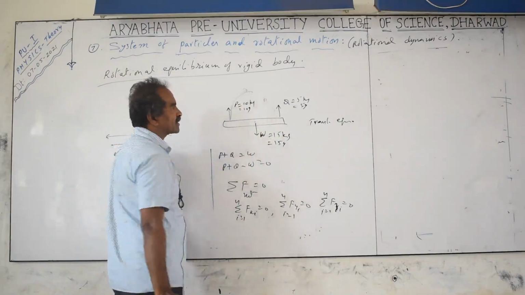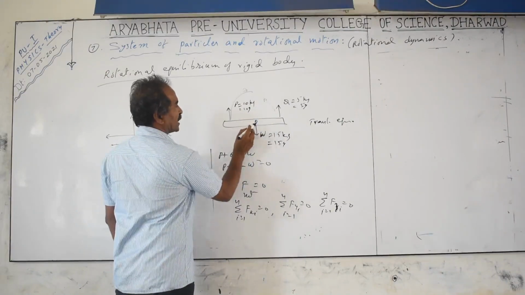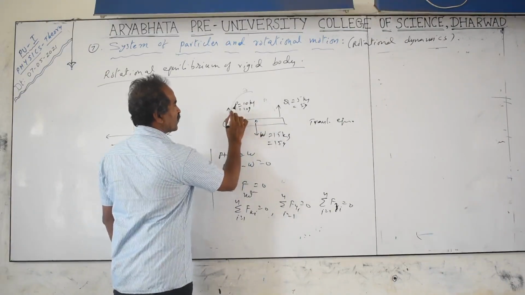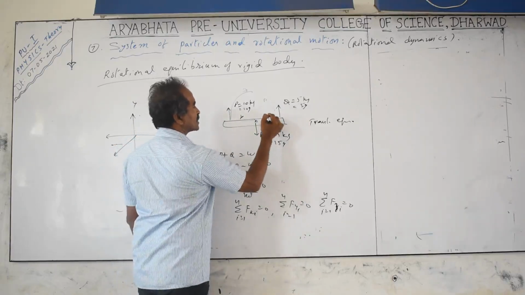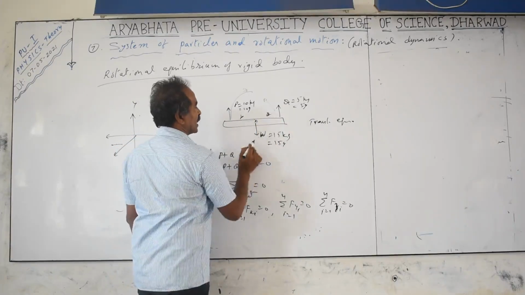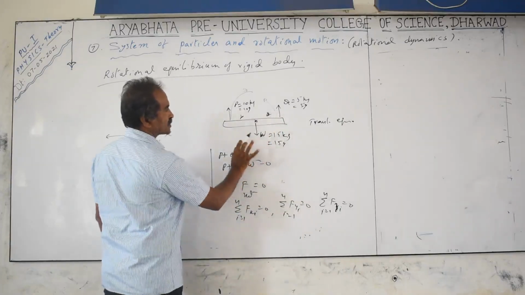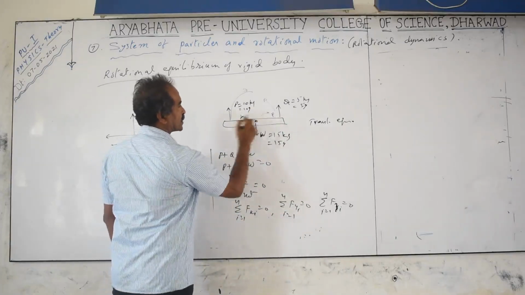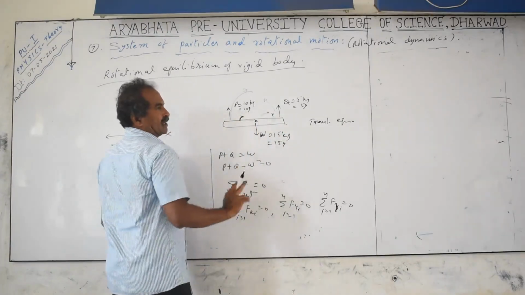Rotation means we have to talk about the torque. What torque is produced about this point? If I take the axis of rotation, then this force P into this distance, I will take as small p. This Q into this distance is small q. And this weight into its distance from the same point is 0. This is not trying to rotate, and this is trying to rotate, this is also trying to rotate. And what is the torque? Force into perpendicular distance is the torque.